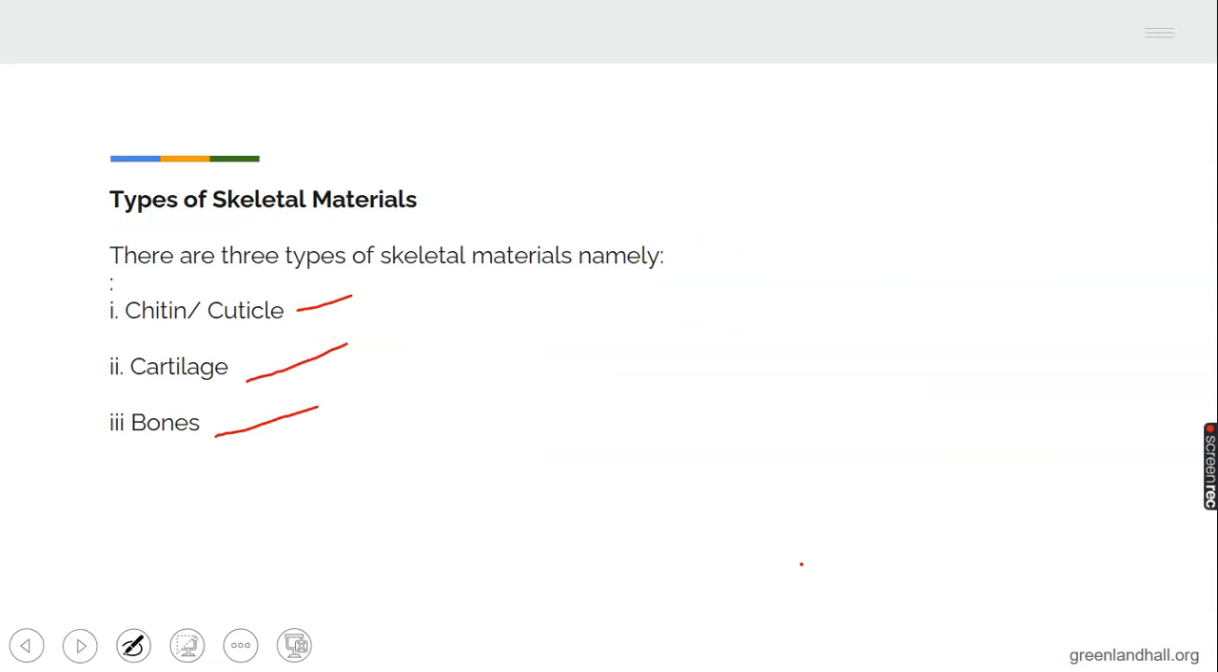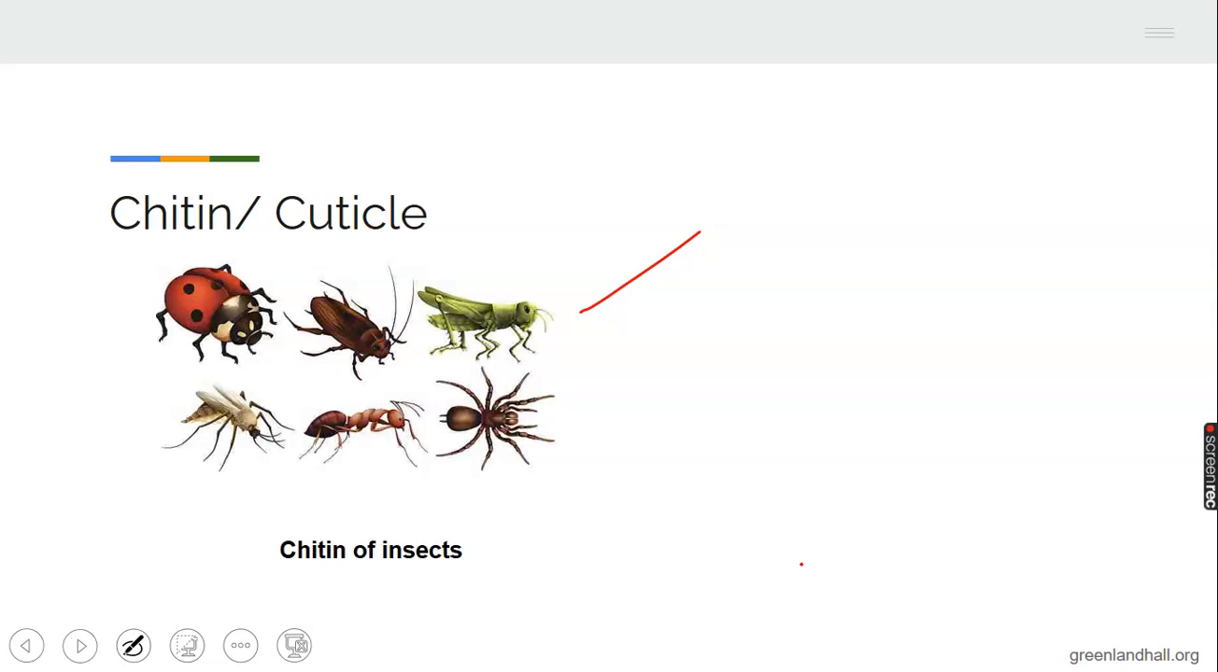Now we said skeletal materials are of three types. Are you getting it now? We have the chitin, we have the cartilage, and we have the bones. Chitin, we said, is present in insects, the outer part of the insects. You can see the grasshopper, the cockroach, the bedbug, the mosquito. So the outer part is called chitin.